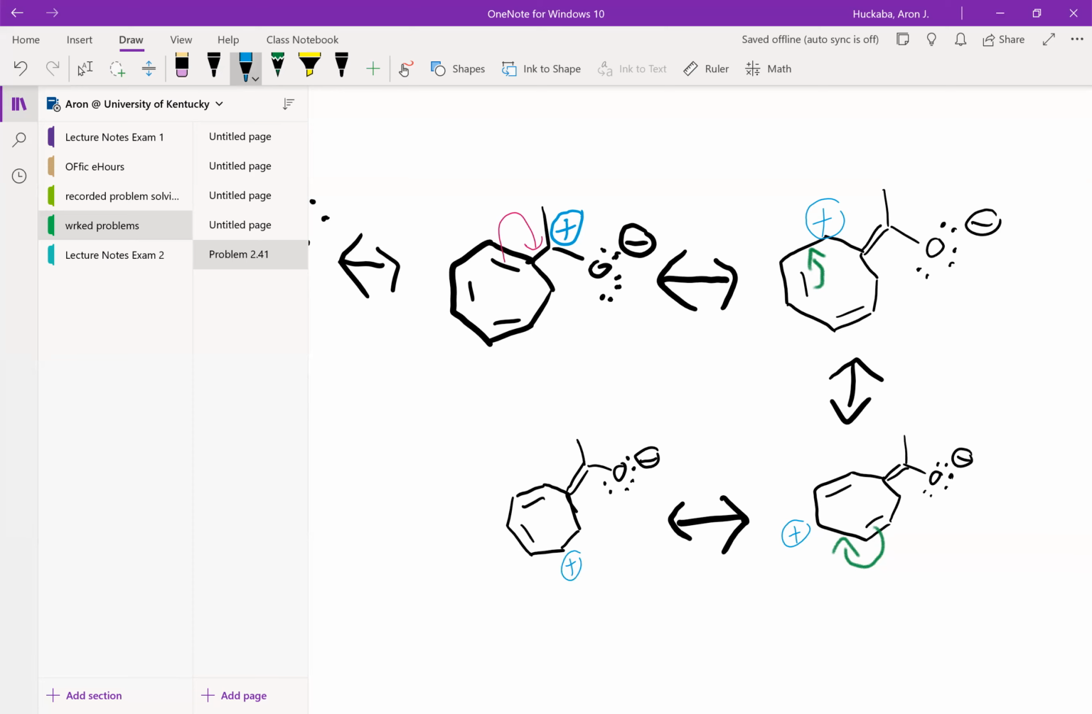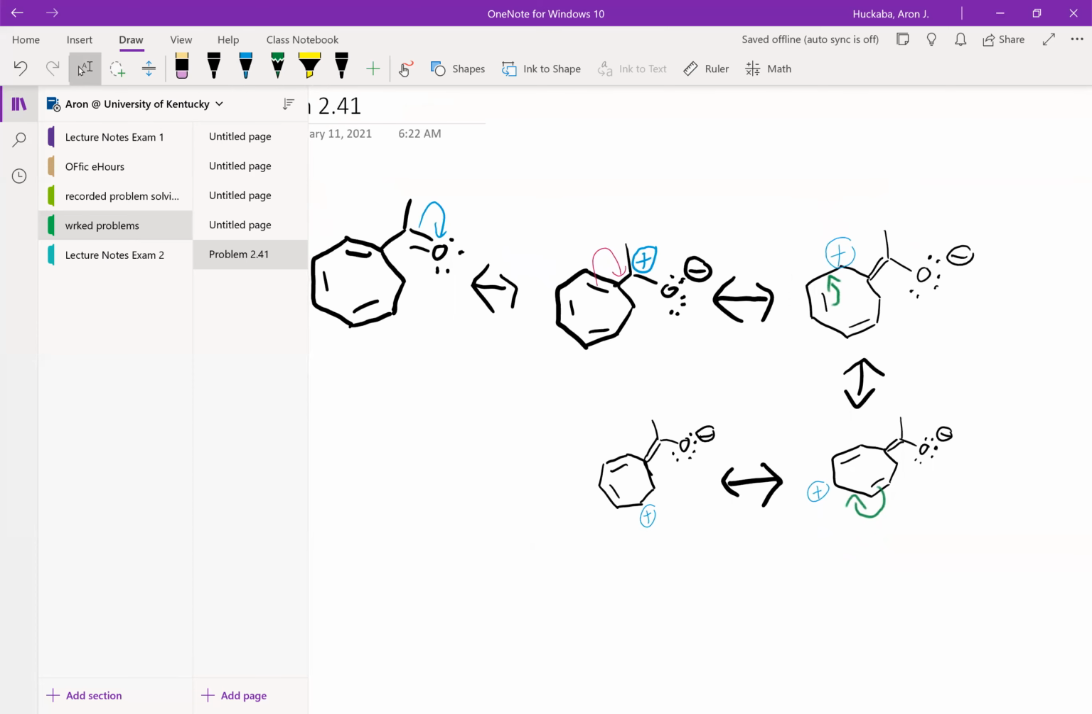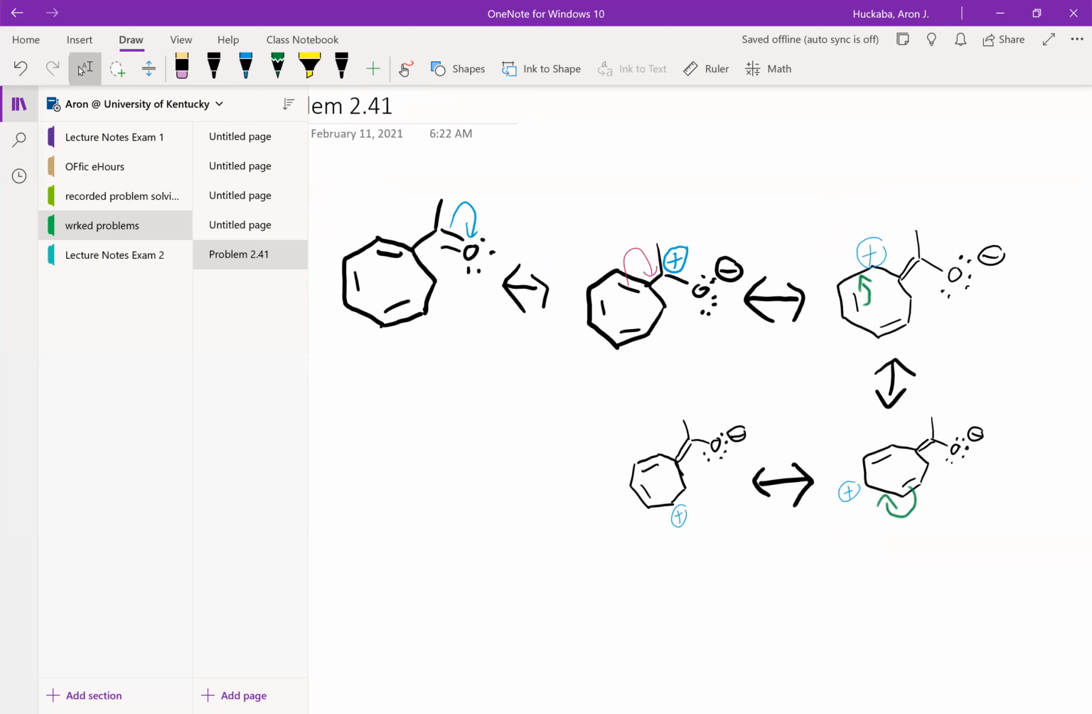Yeah, and those are the most significant resonance structures here. I would say probably the least significant resonance structure that you could make is this one. So we'll call this number 4, followed by each of these 3, which seem relatively the same. Yeah, they all seem relatively the same.